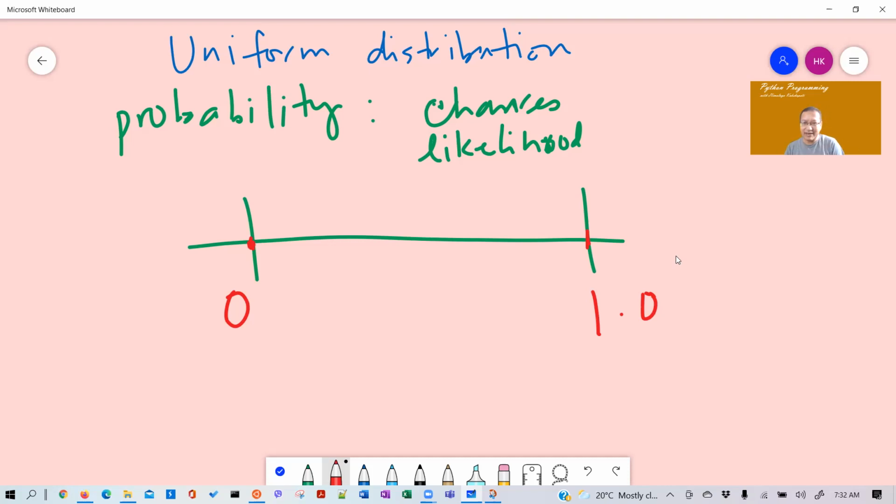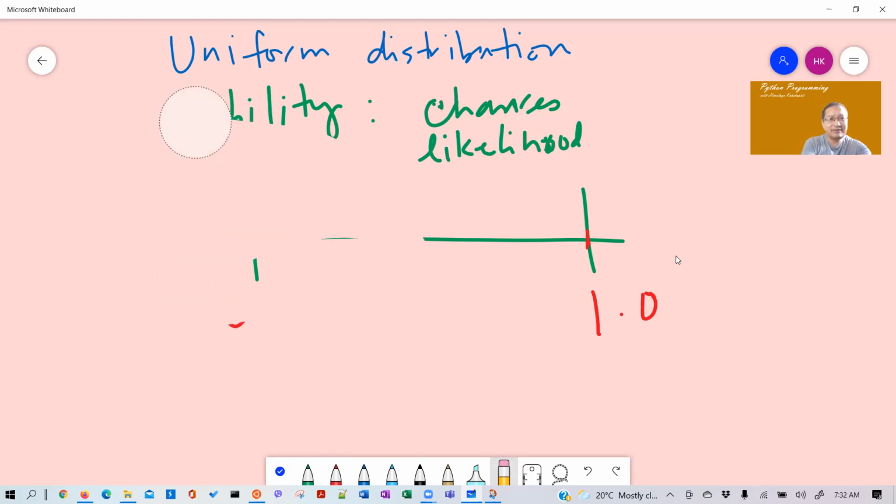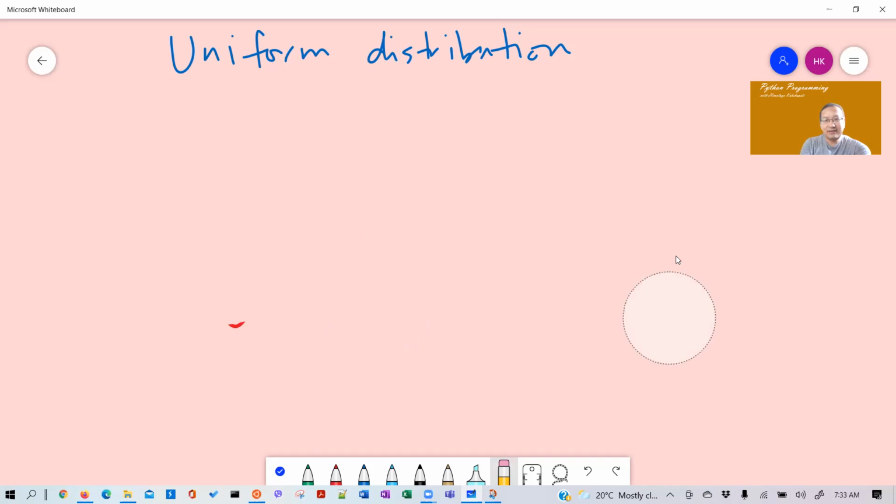So now let's get into distribution. I have a probability distribution. Distribution means the range of this random variable, and the chances of each value occurring.